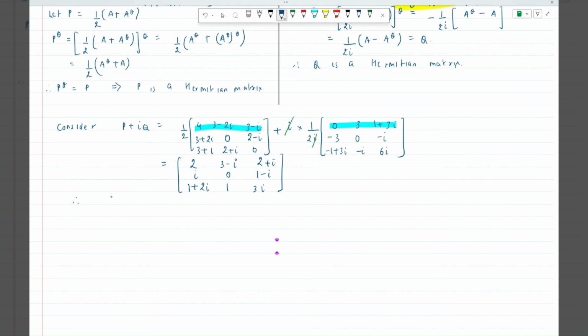And we can say that therefore, P plus iQ is equal to A, or A is equal to P plus iQ, where P and Q are Hermitian matrices.